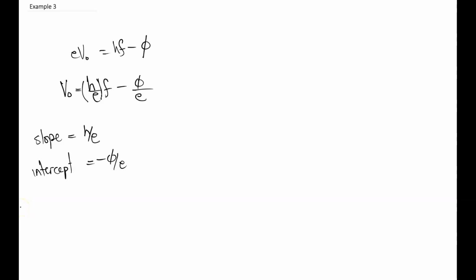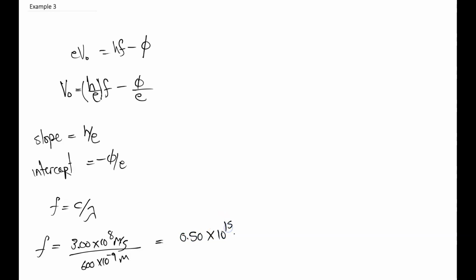If we look at the frequencies, f equals c over lambda, we can get that we have a few different lambdas, which gives us frequencies of 3.00 times 10 to the 8th meters per second over the first wavelength of 600 times 10 to the minus 9 meters, which will give us a frequency of 0.5 times 10 to the 15th hertz.